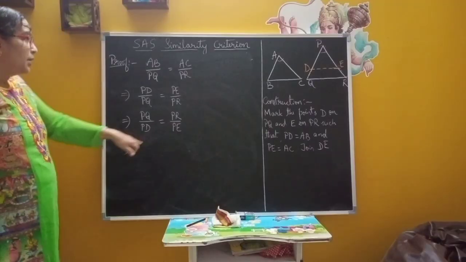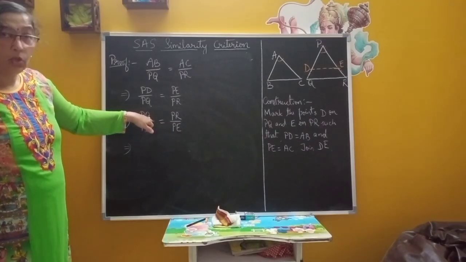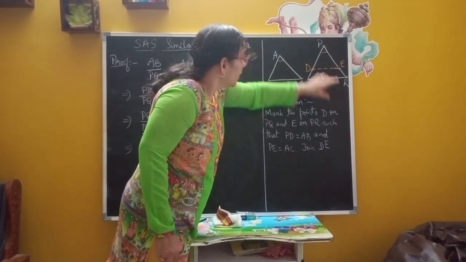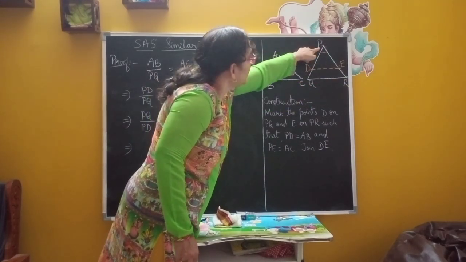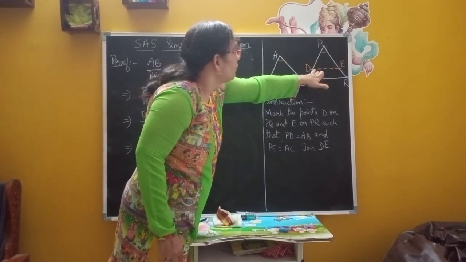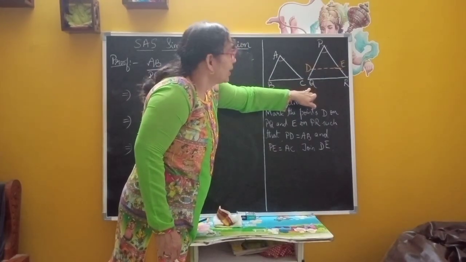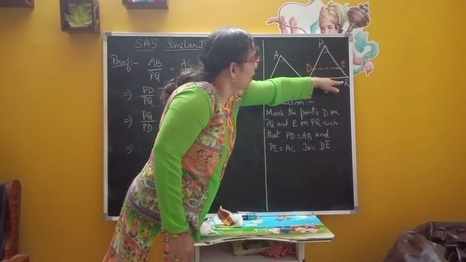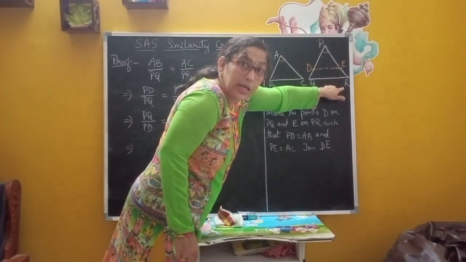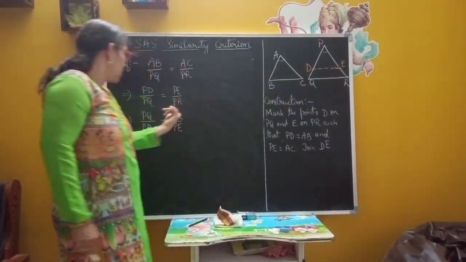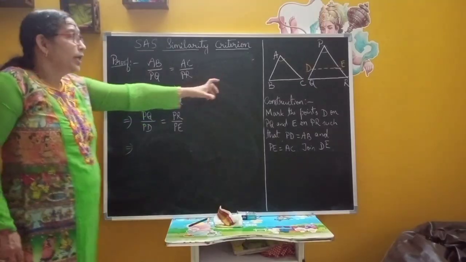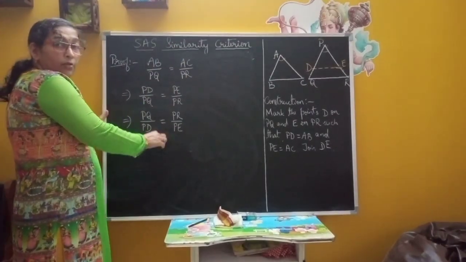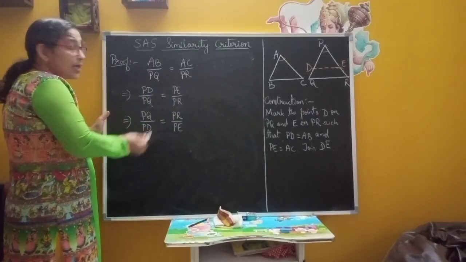Now see here, we have PQ, which is the full length. Here PR is the full length. If we subtract PD from PQ, what do we get? We get DQ. Similarly, if you subtract PE from PR, we get ER. So what to do? We need to subtract, which means we have to subtract 1 from both sides, LHS and RHS.